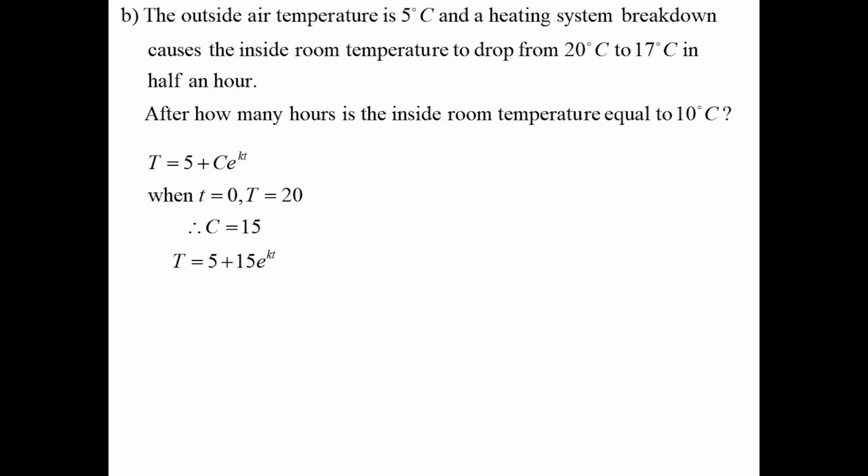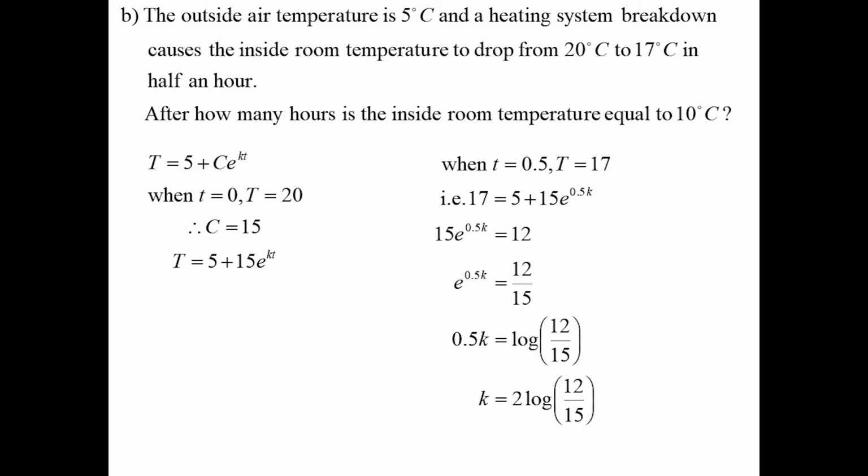Now we should be able to work out k using the information they've given us. They've told us after half an hour the temperature is 17. So if we sub that in and make k the subject, move the 5 over, divide by the 15. To undo the exponential, we log both sides, and we get our constant is 2 log of 12 over 15. That's the exact value, which I'll keep in my calculator.